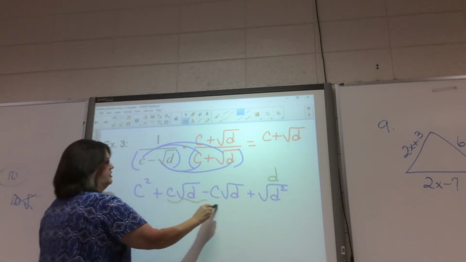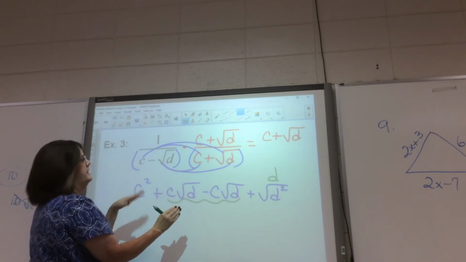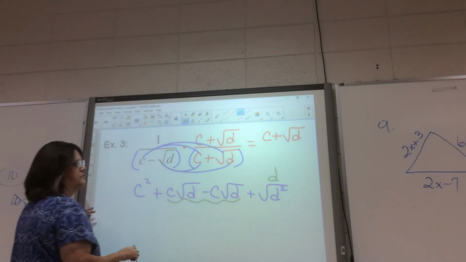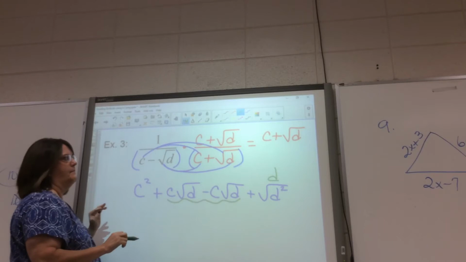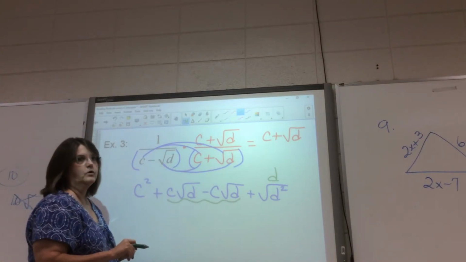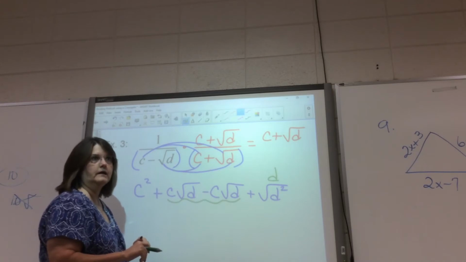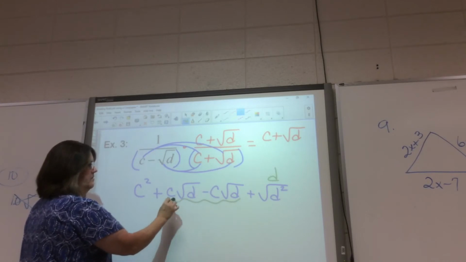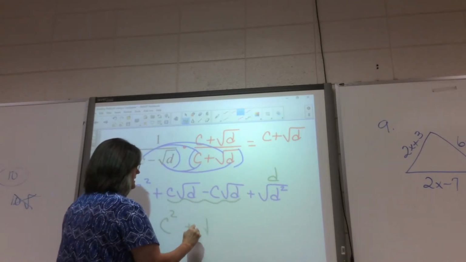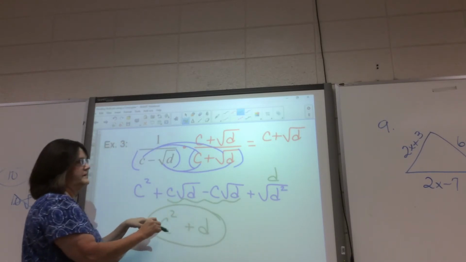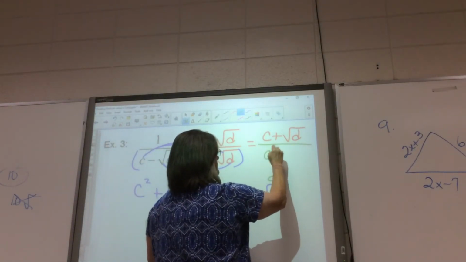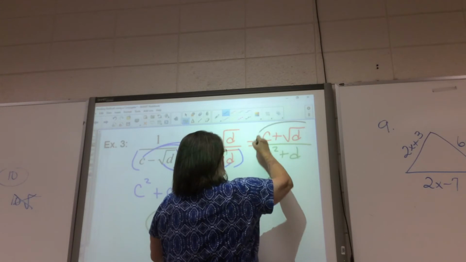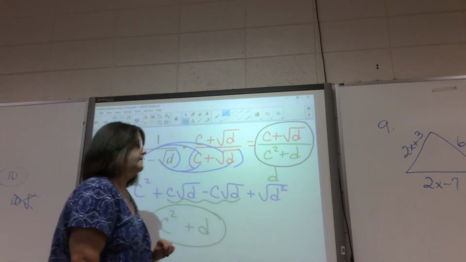The whole idea of the conjugate is that the middle terms cancel and the radical goes away here. So positive c times the square root of d and negative c times the square root of d cancel, and my radical is gone. When you multiply by your conjugate, if you still have a radical in your denominator, you have done it incorrectly. There should be no radical in the denominator. So this gives me c squared, this goes to 0, plus d, and that's my answer in the denominator. The total answer is up here. This is in simplified form with no radical in the denominator. Okay.